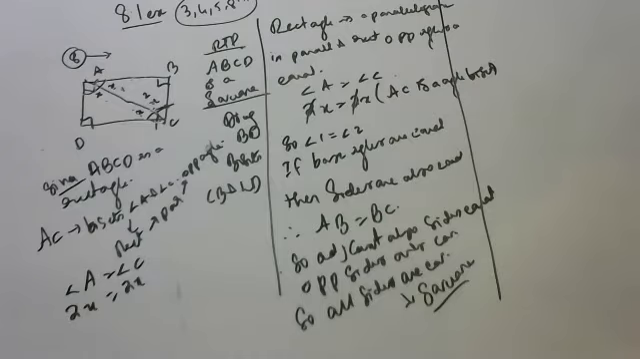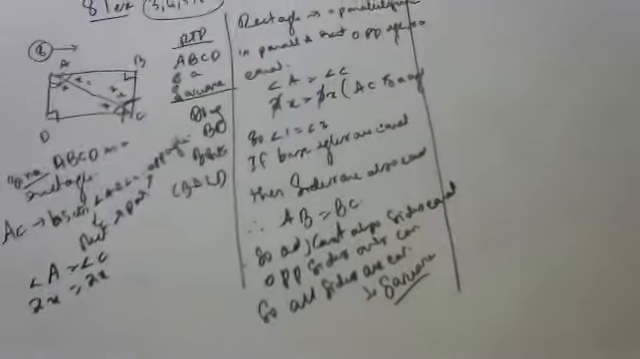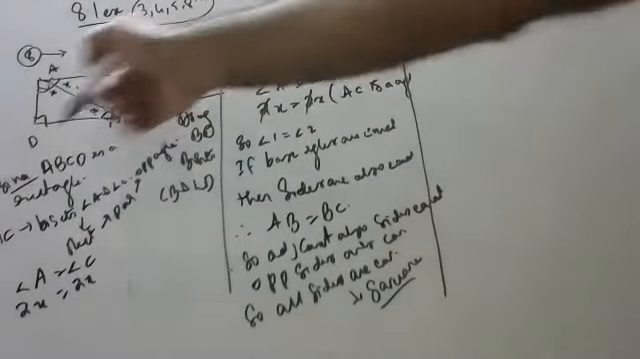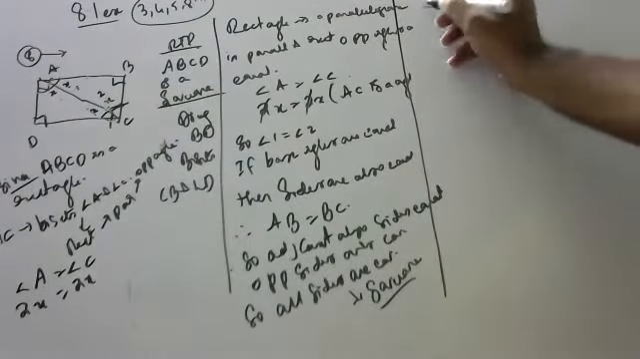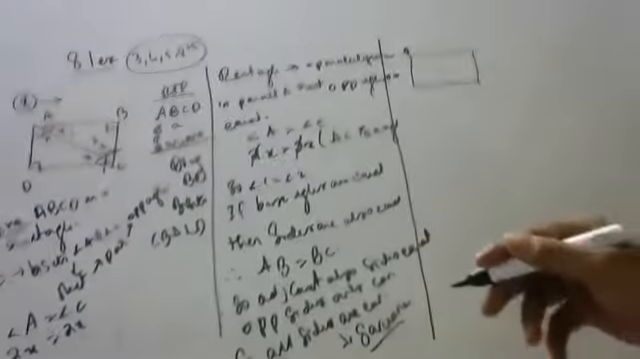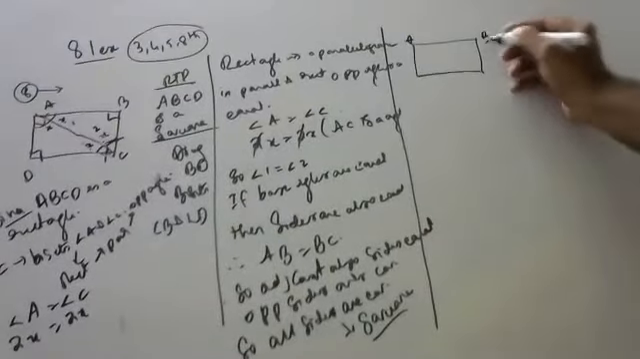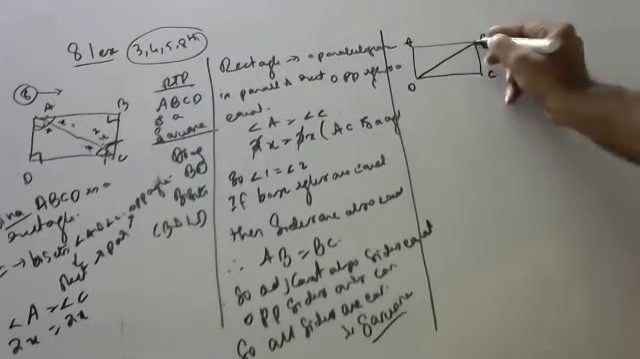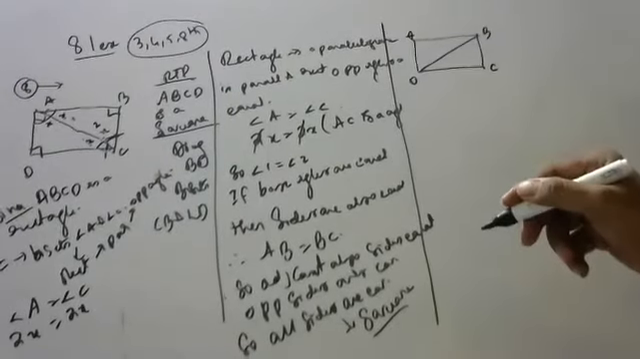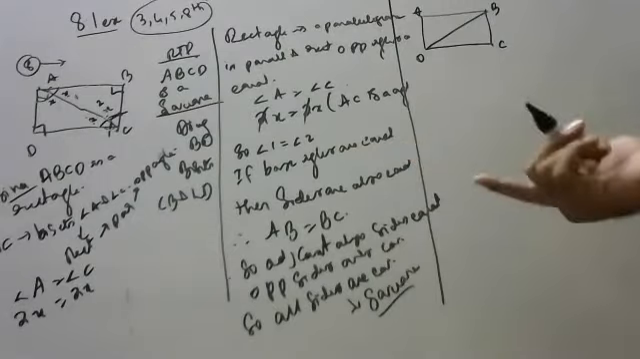Okay, children. Now next proof. He is asking us to prove that BD also bisects. Okay, children, see here. A, B, C, D. He is saying BD also bisects. You have to prove that he is saying. Okay, children. So same, children.